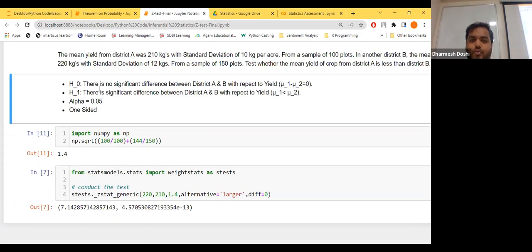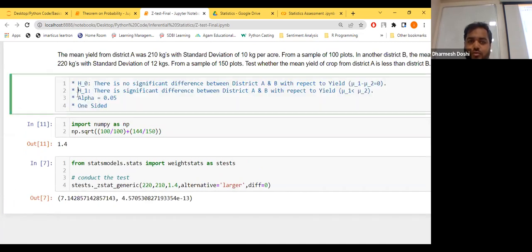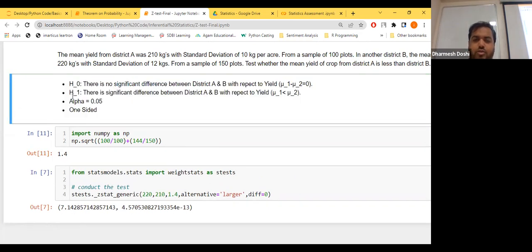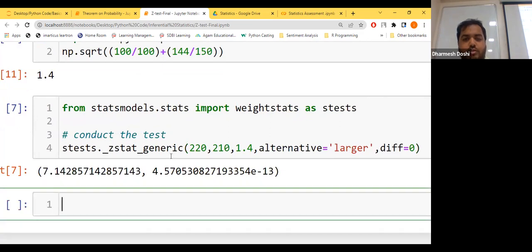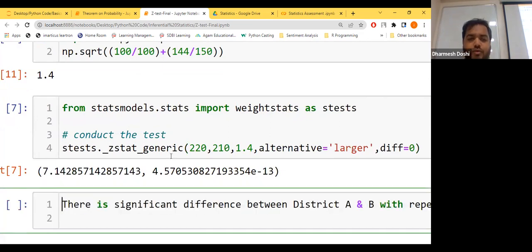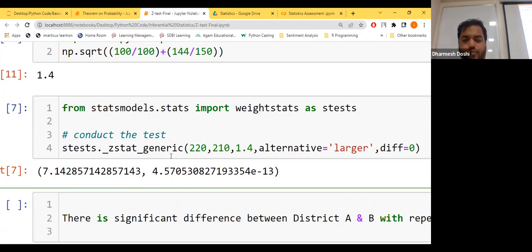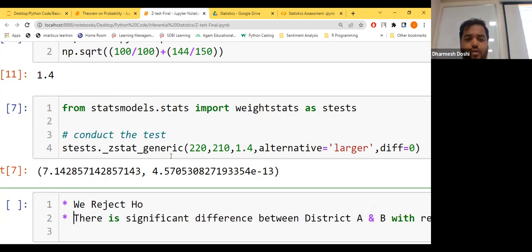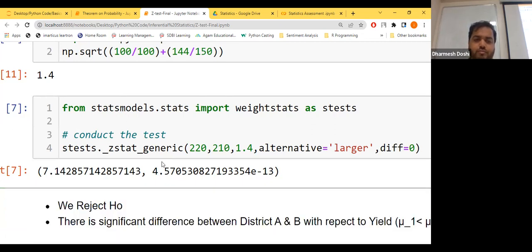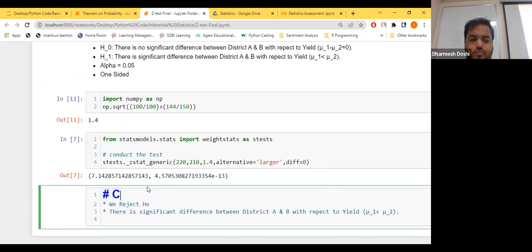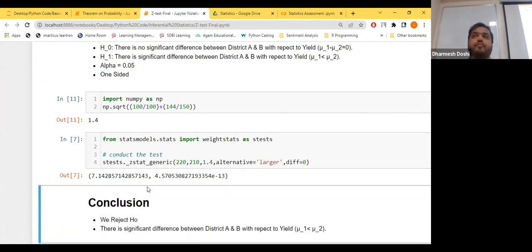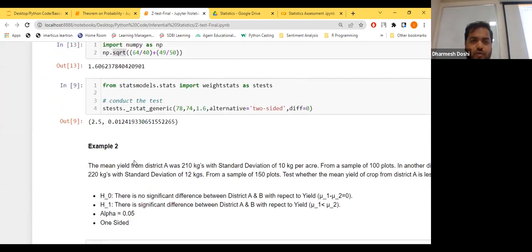Clear? So what is the conclusion in this case? If you look at the p-value, it is 4.5 e raised to minus something. So here we say we reject H naught and there is a difference. Clear? Same way, guys, we have done it for the first one also.